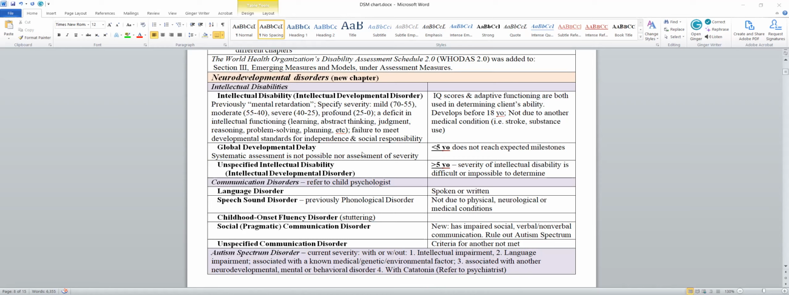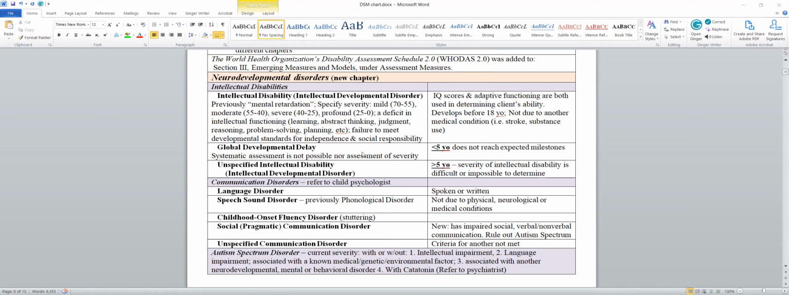To specify severity, mild is 70 to 55, moderate is 55 to 40, severe is 40 to 25, and profound is 25 to 0. A deficit in intellectual functioning, learning, abstract thinking, judgment, reasoning, problem solving, planning, etc. Failure to meet developmental standards for independence and social responsibility.